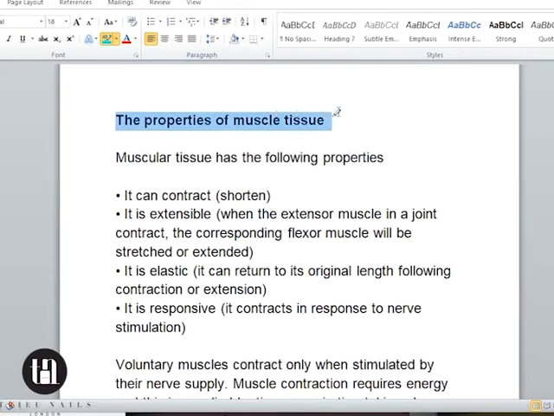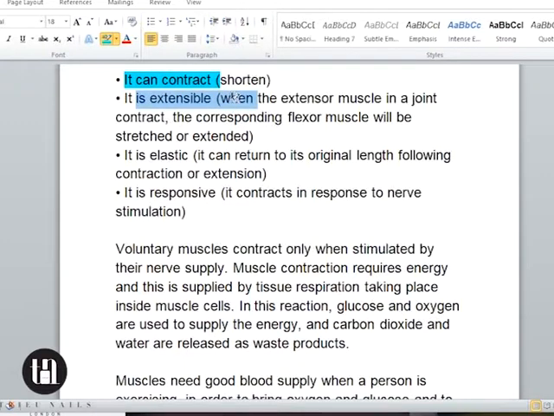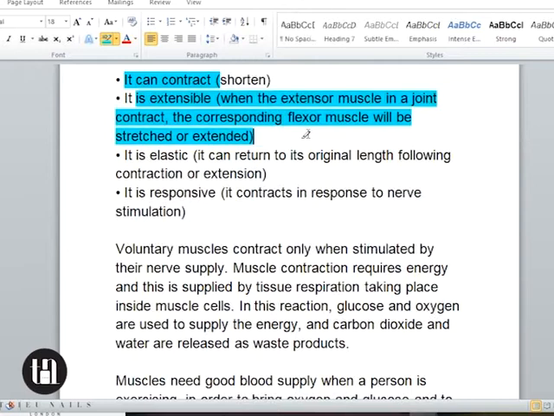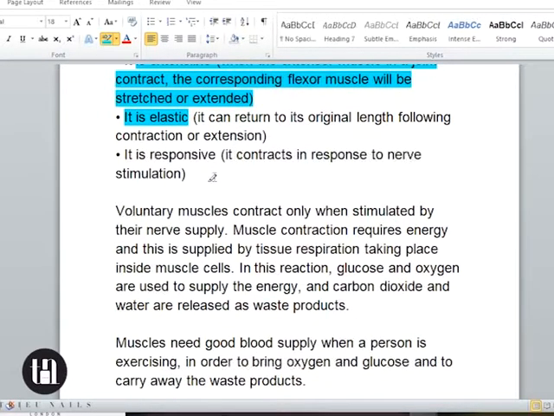Now, properties of muscle tissue. One, it can contract, shorten, and is extensible. So when an extensor muscle in a joint contracts, the corresponding flexor will relax. So we mentioned earlier the bicep and tricep. If you tense your bicep, your tricep will relax. If you tense your tricep, your bicep will relax. So we're talking about the upper arm. It's elastic, so it usually returns to its original length after contraction, and it's responsive. So it responds to nerve stimulation.